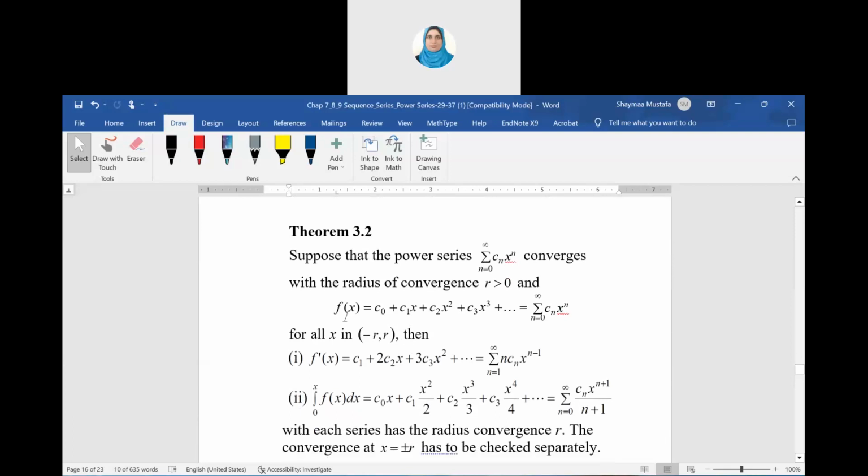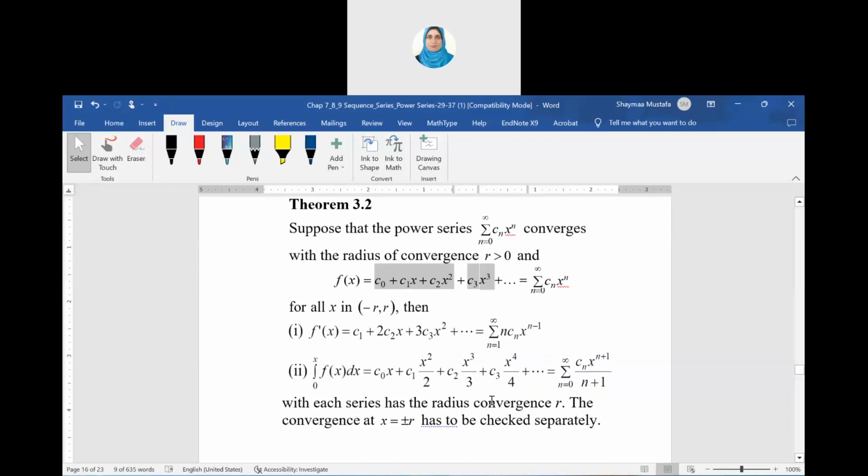This is why we need to write the function as a polynomial, because it is easy: when we need to find the derivative, you only find the derivative of these terms. The derivative of the constant is 0. The derivative of c1x is c1. The derivative of c2x squared is 2c2x. The derivative of c3x cubed is 3c3x squared, and so on. Integration is the same. Integrate each part. C0 becomes C0x. C1x becomes C1x squared over 2. C2x squared becomes C2x cubed over 3, and so on.